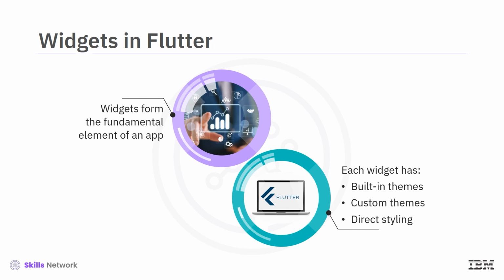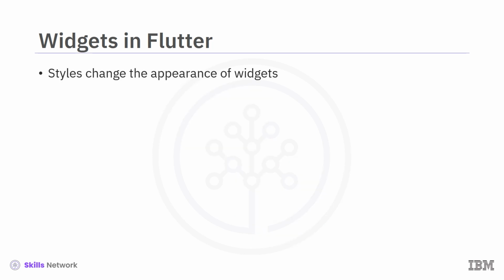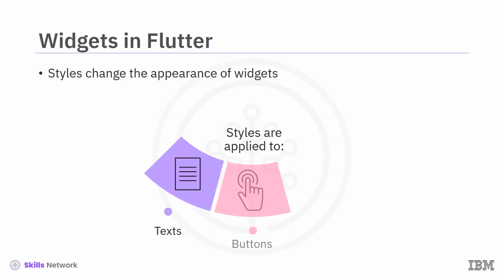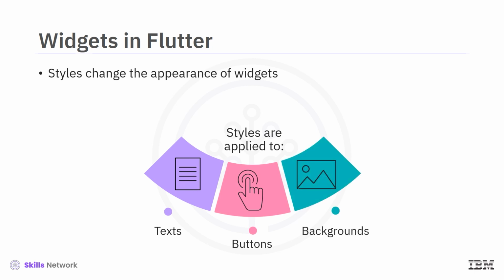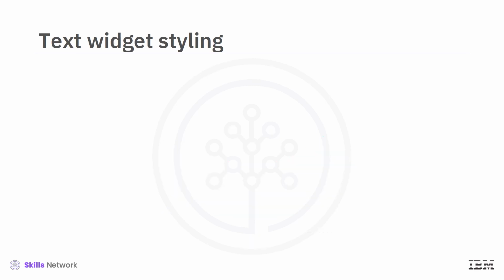Now, what are styles in Flutter? Styles change the appearance of widgets. You can apply style to text, buttons, backgrounds, and more. Styling widgets makes your app more visually appealing and can enhance the user experience. To understand how styling works in Flutter, let's first explore how to style the basic text widget. Flutter widgets come with various built-in properties that you can use to apply styles.